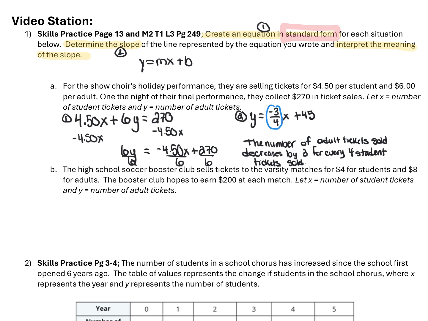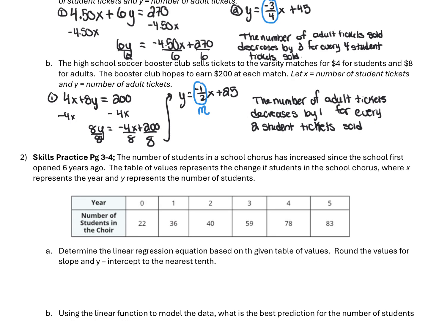So go ahead and pause the video and try the next problem, and then when you come back, the answer will appear on the screen. Okay, so in this problem, the soccer club is selling student tickets for $4 and adult tickets for $8, and they want to make $200. X is the number of students and Y is the number of adults. So in part 1, 4x plus 8y equals 200. $4 for a student ticket plus $8 for an adult ticket equals the $200 I need to make.